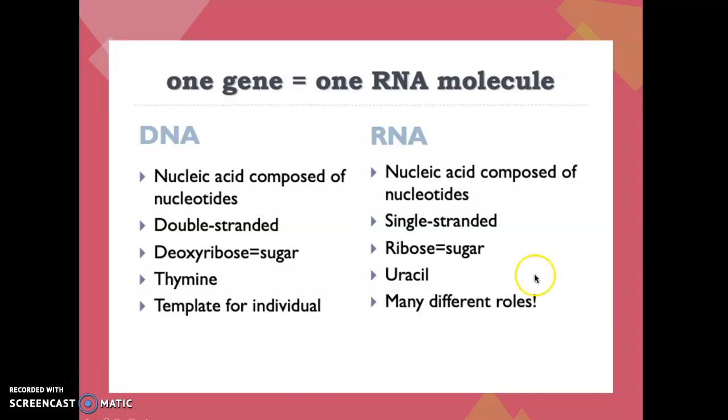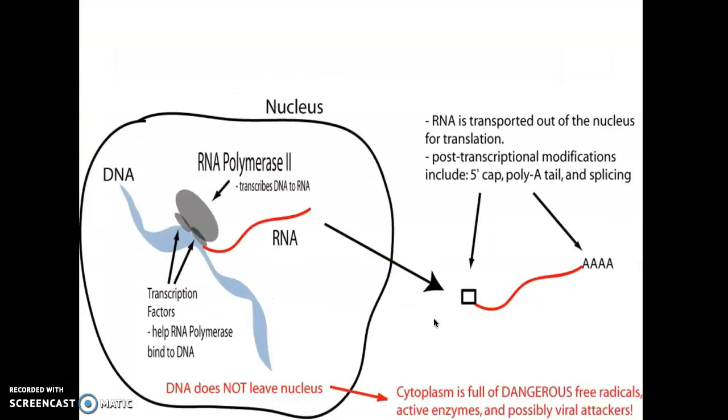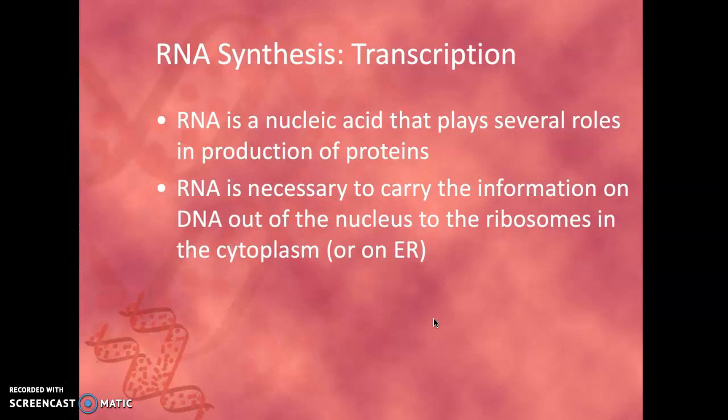Okay, here are your main differences between DNA and RNA. The big difference is going to be the sugars and the shape or the structure. It's single-stranded versus double-stranded. RNA is going to have uracil instead of thymine, and RNA has a lot of different functions that it can play. I'm going to skip over that, and let's just get into it.